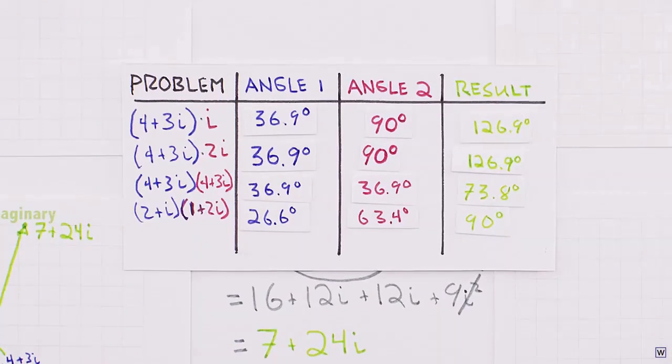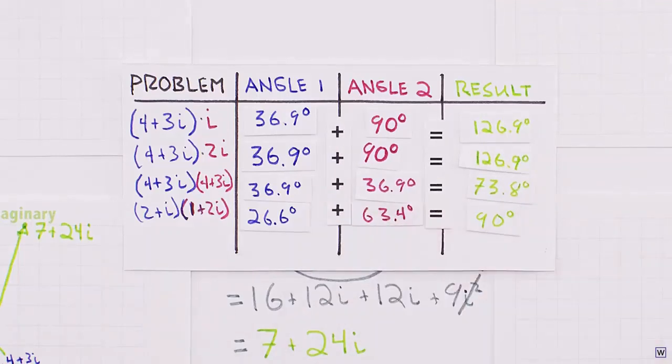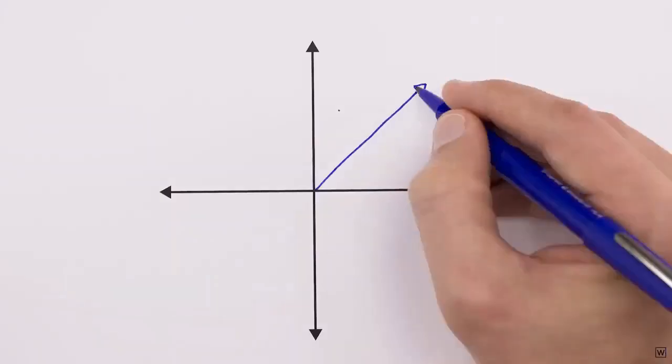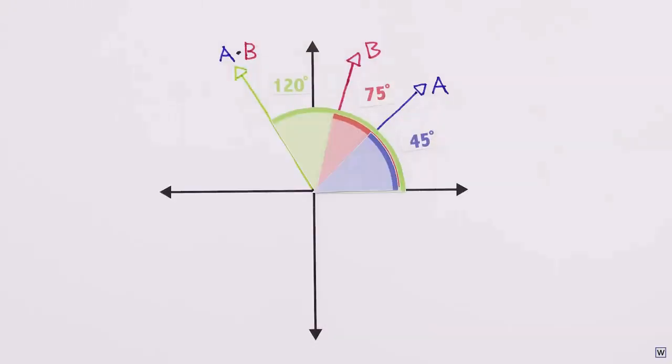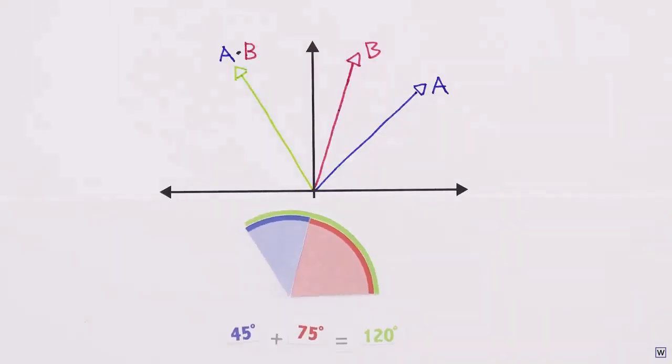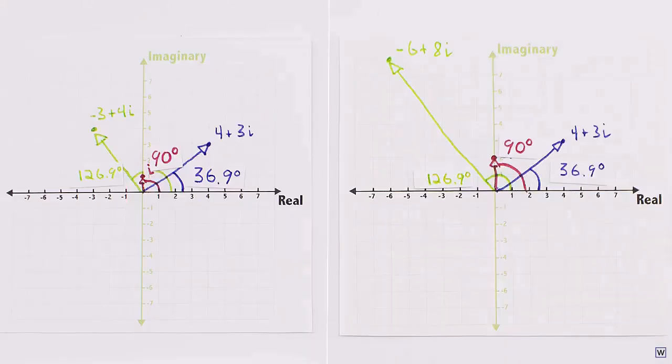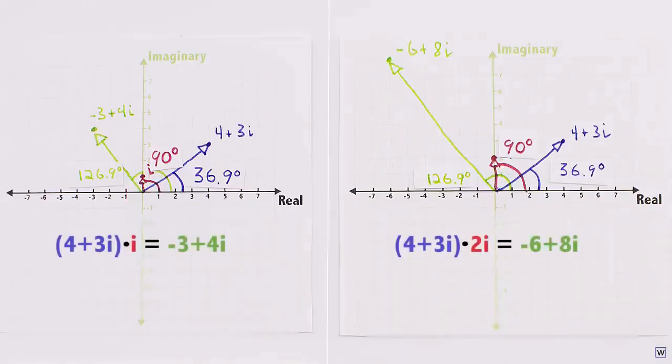After a little pondering, we see that the angle of the result is exactly equal to the angles of the numbers we're multiplying added together. This is the first half of the connection we're looking for. When multiplying on the complex plane, the angle of our result is equal to the sum of the angles of the numbers we're multiplying. Let's now have a closer look at our first 2 examples.